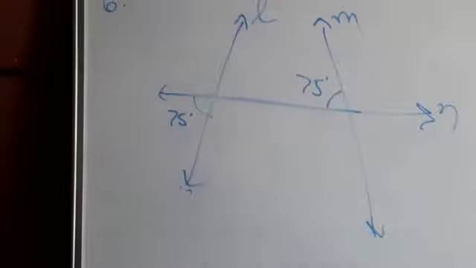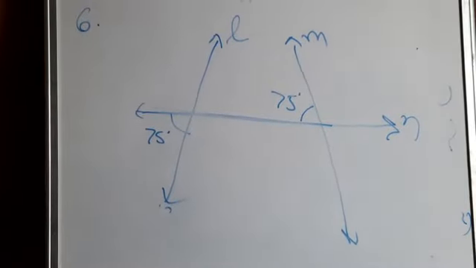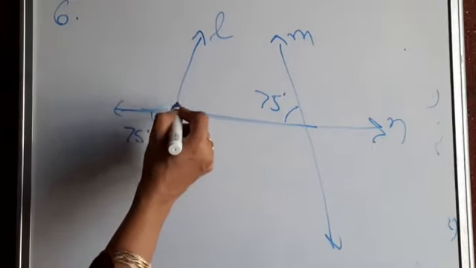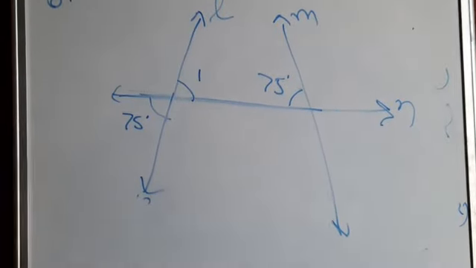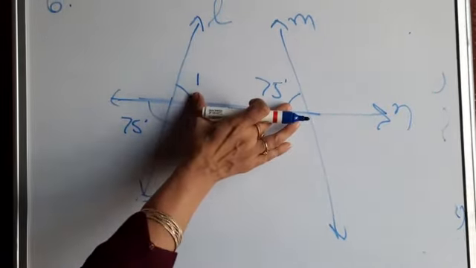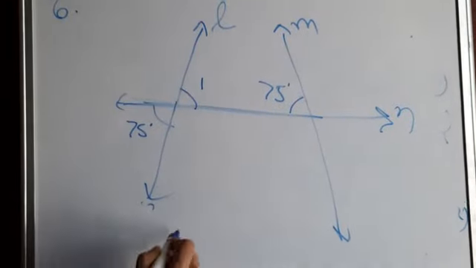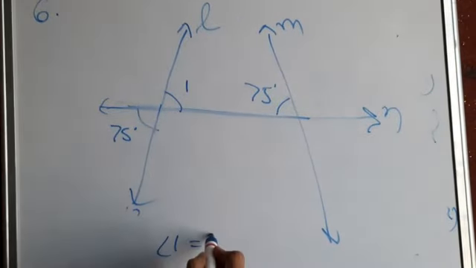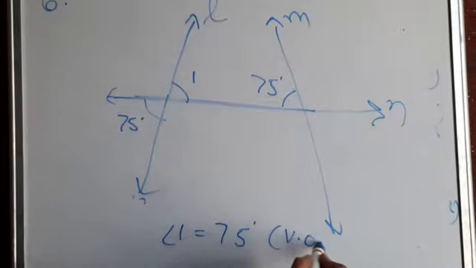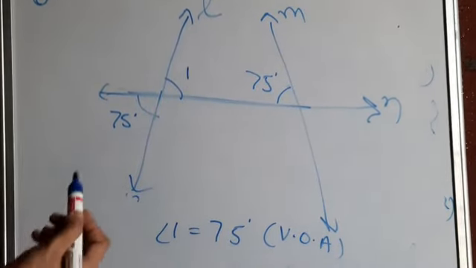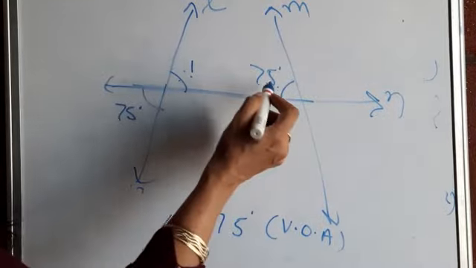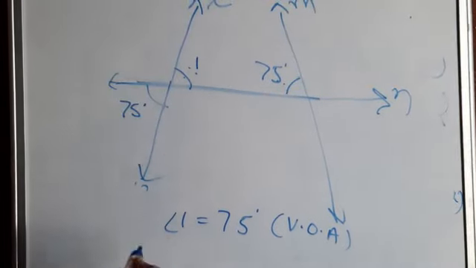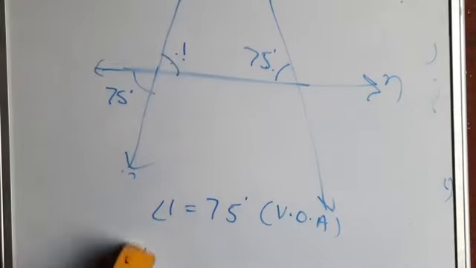Now here we can apply any of the methods. 2-3 methods are there. You can apply any method. So the first method is to write down 1 here, so that we can do the sum of co-interior angles. Now what is 1? 1 and 75 are vertically opposite angles. So write down 1 is equal to 75, vertically opposite angle. And now 1 and 75 are co-interior. ये lines के बीच में हैं and one side पे हैं. So 1 and 75 are co-interior angles.